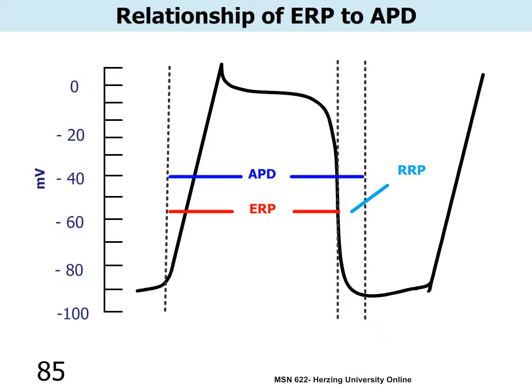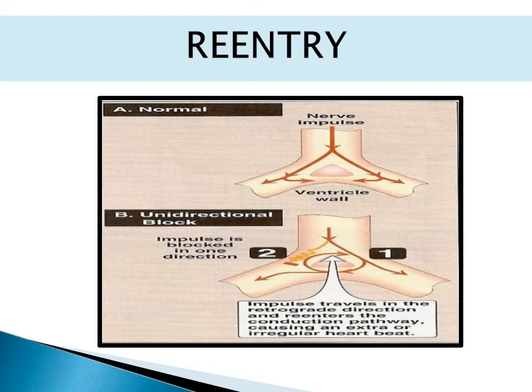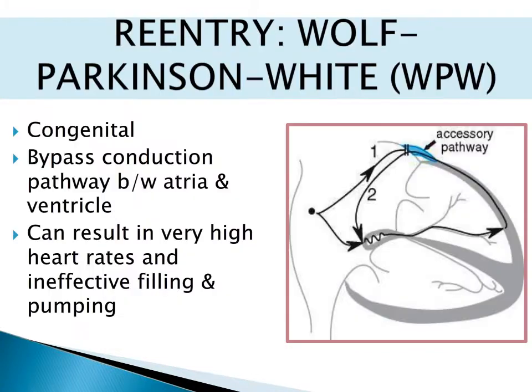The relative refractory period basically is a very small window during a time when a strong stimulus can elicit a response, but this will basically cause an ectopic beat or an arrhythmia. You may also have a re-entry problem, where normally the nerve impulse goes down the ventricular wall. However, if there is a unidirectional block, the impulse will travel in a retrograde fashion, and re-enter the conduction pathway and ultimately cause an irregular heartbeat.